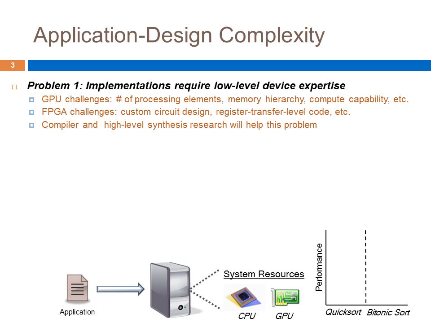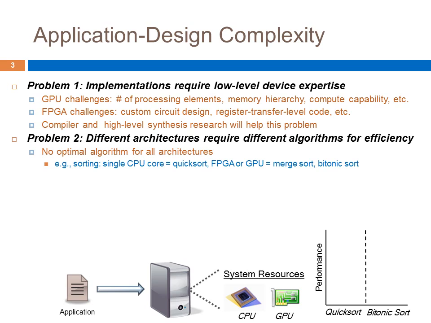The good news is that although this is a big problem currently, there's a huge amount of compiler research and high-level synthesis research that will help with this problem. And all of that research is complementary to elastic computing, so any improvement in compilers or synthesis tools will also improve and help out with elastic computing. However, there is a second problem. Even with a perfect compiler and a perfect synthesis tool, there would still be a problem with complexity.